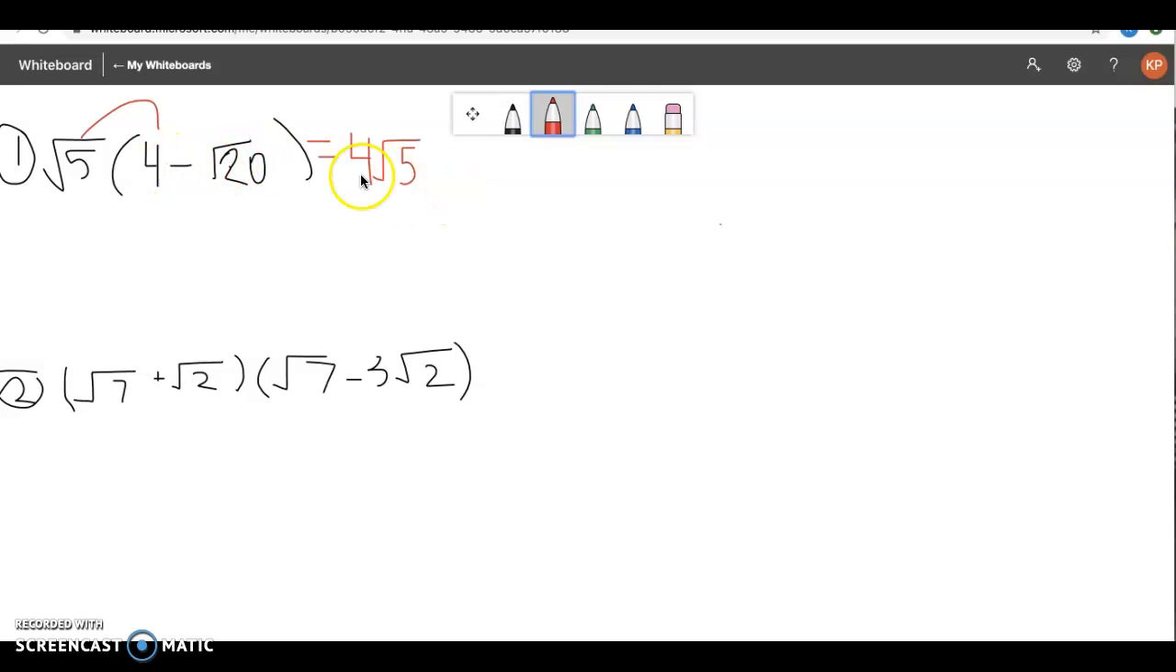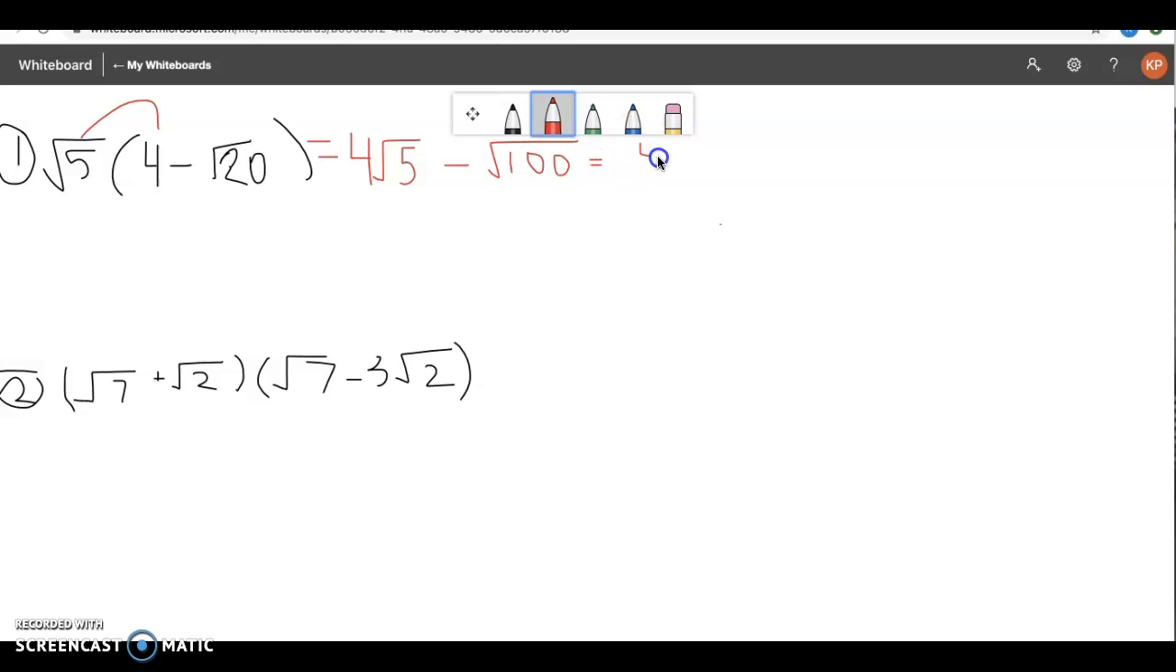And then we're going to have minus radical 5 times radical 20. Because they're both in the radical symbol, you are allowed to say 5 times 20 is 100 and keep it within the square root. And then once you have distributed, always check to see if you can simplify anything. I cannot simplify 4 root 5 because 5 is prime and there's no perfect square factors of 5, but I can simplify the square root of 100 because 100 is a perfect square.